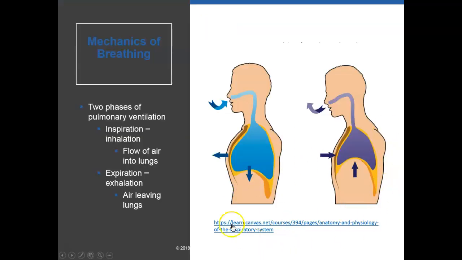And so I found this picture at this website. I was looking on Google Images and I like this picture. So there's 2 basic phases, inspiration and expiration, which I told you before.